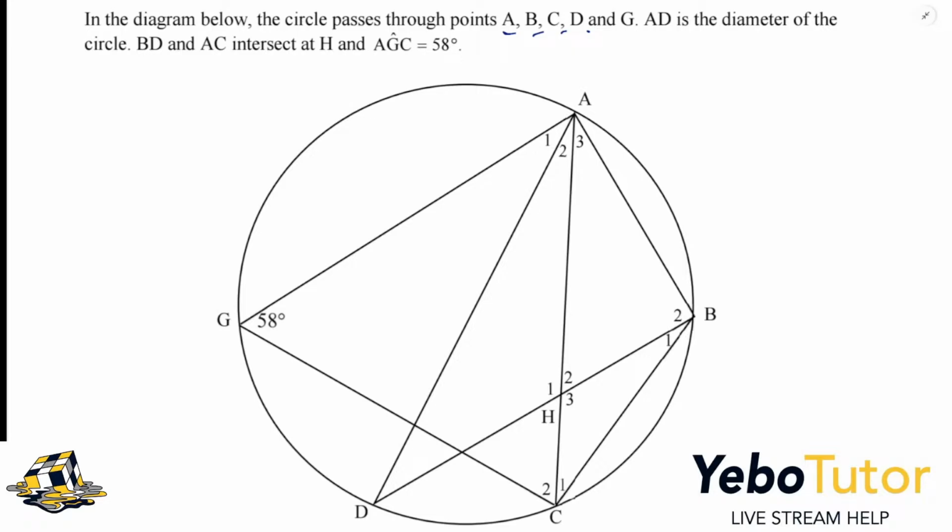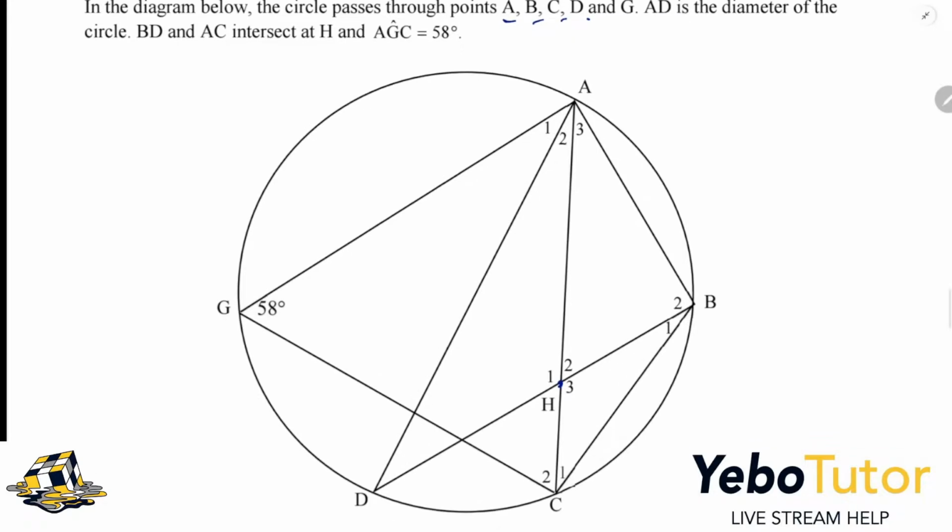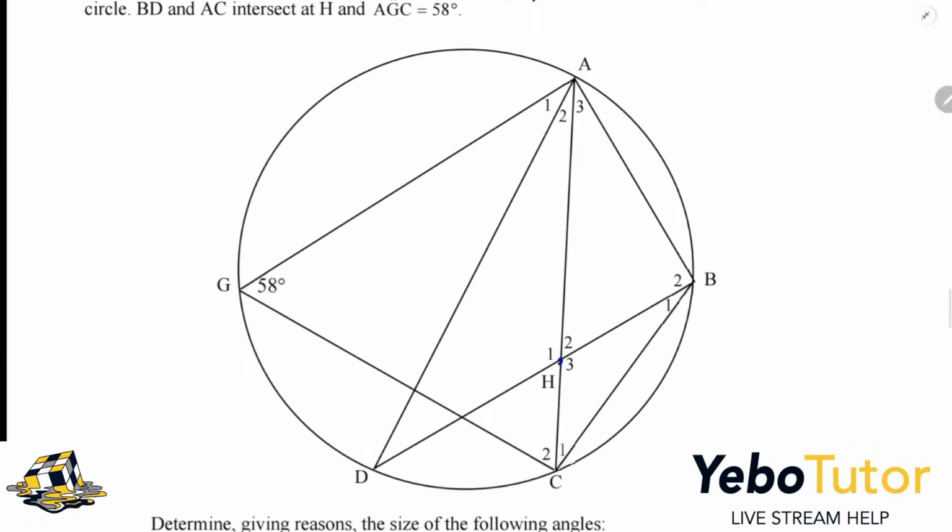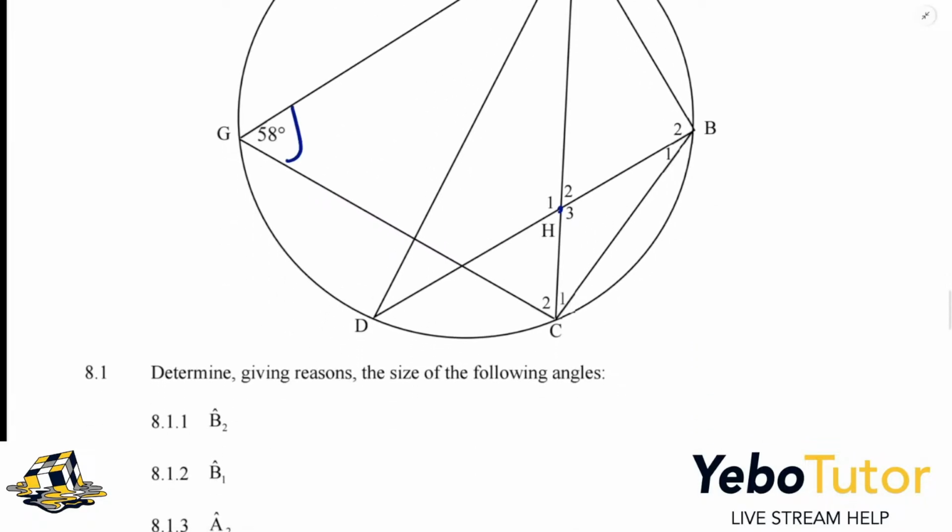We can see that they intersect at this point here, and AGC is 58. If we hold that chord AB, it goes to angle D, but doesn't go anywhere. If we hold that chord here, this can go that side, but it cannot subtend. So there are no angles in the same segment in this question. Okay, cool.